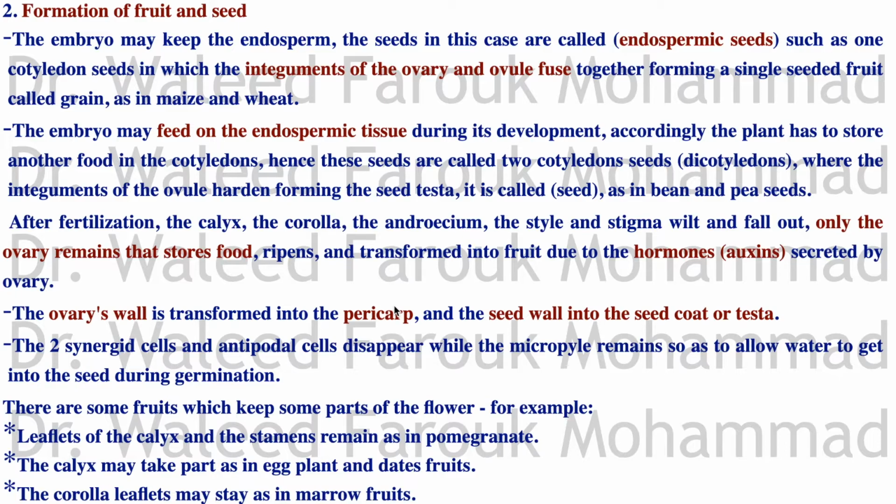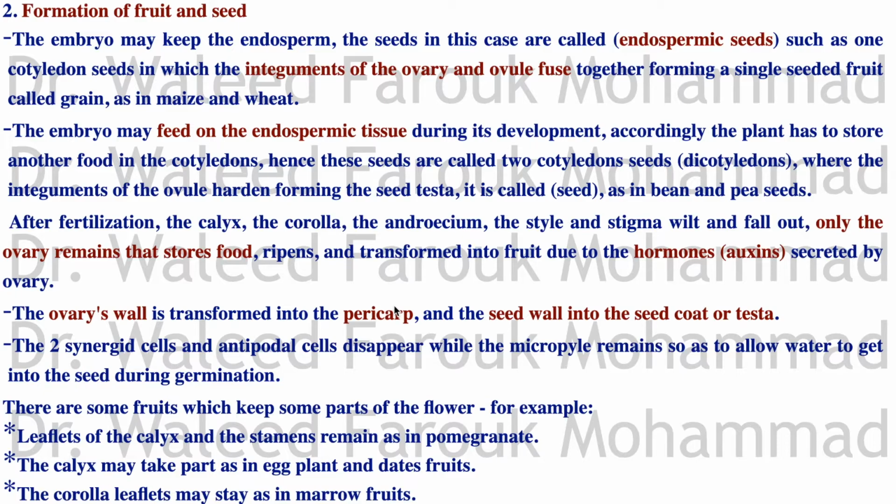The embryo may feed on the endospermic tissue during its development, and the plant has to store another food in the cotyledons. That's why another cotyledon, or two cotyledons, occur. This will be called dicotyledons, where the integuments of the ovule harden, forming the seed shell, or called testa. It's called seed and not grain, as in beans and pea seeds.